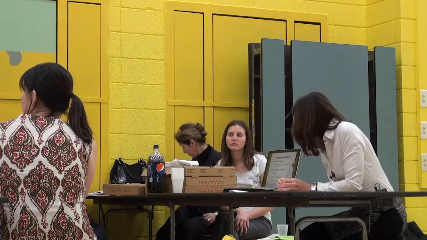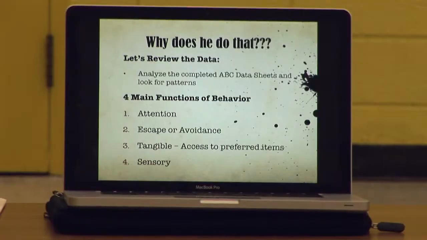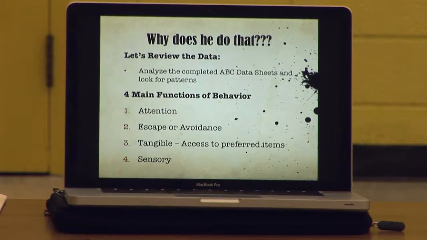So again, we're back to that question, why does he do that? So now we have a little bit more information. We know that there's 4 main functions for behavior. This is for anybody's behavior, your behavior, my behavior, your pet's behavior, just behavior of a living organism. And so the 4 main functions are attention, escape or avoidance, and tangibles, so accessing items or activities, and sensory, so getting that sensory input.